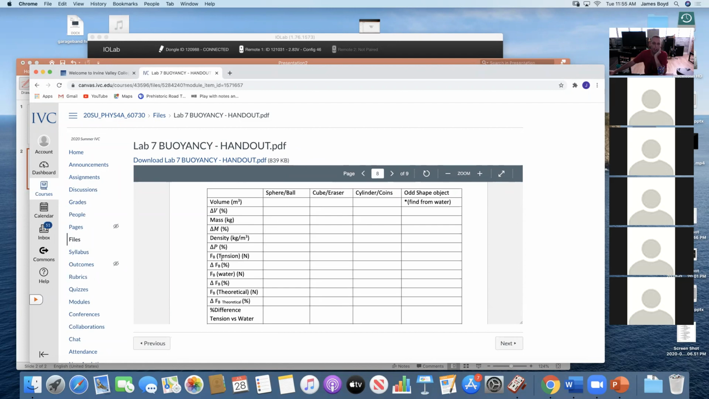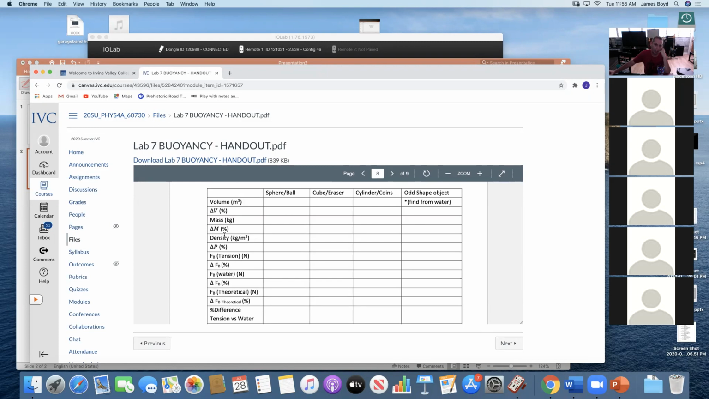And then find the difference in tension when you submerge it. Find the difference in water. So the difference in tensions, with the cup, what we just did with the water displaced. Find the theoretical by multiplying each of these volumes by rho of water times g. So multiply each of these volumes by 9,800, and that'll give you your theoretical.